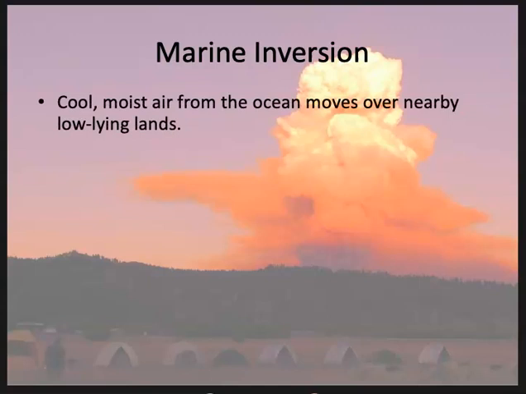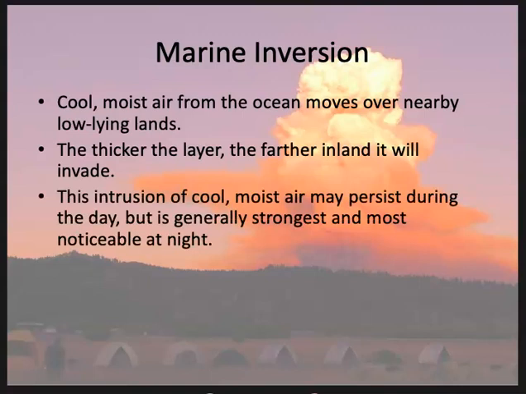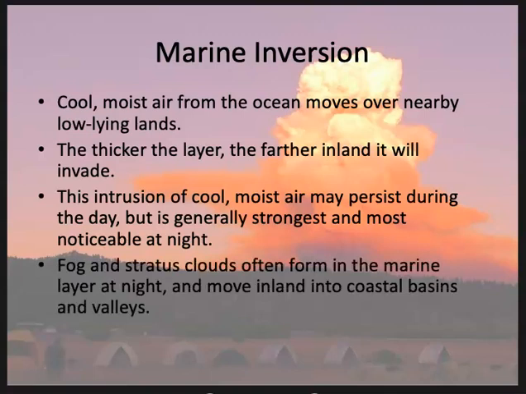Now, a marine inversion is what I was talking about in Ventura, where you have cool, moist air coming off of the ocean, and we often get fog. The thicker the layer, the farther inland it will invade. And this is great. We love the fog most of the time. It brings cool, moist air, but it's generally strongest and most noticeable at night. So fog and stratus clouds are a sign of stable air. If you see stratus clouds, it's pretty stable air, or fog, of course.